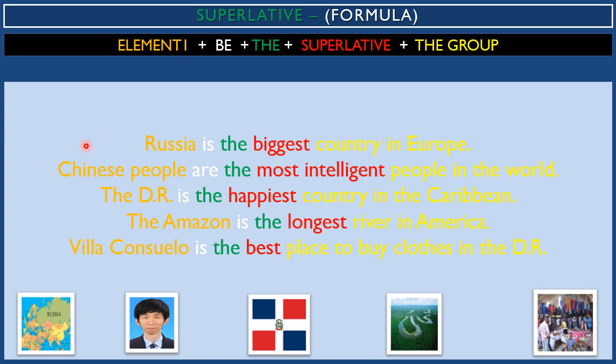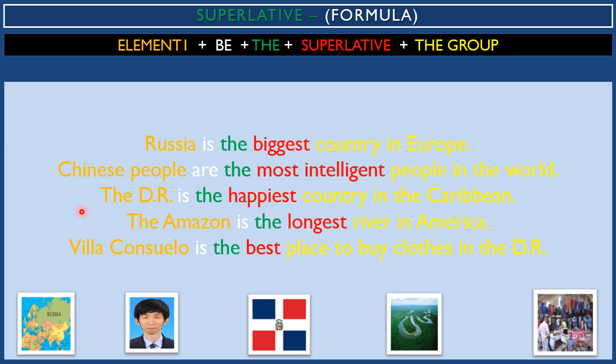For the second one, the group is people in the world. In the world, we have a lot of different people. We have Chinese people, Colombian people, Peruvian people, Chilean people, Dominican people. But here it says that Chinese people are the most intelligent people in the world. From the group, they are superior because they are the most intelligent people in the world. This is the group, people in the world.